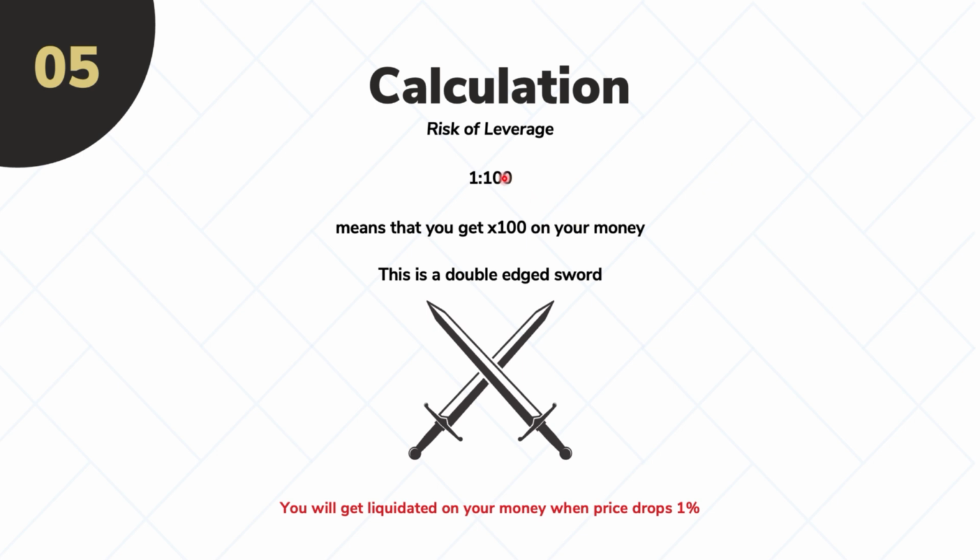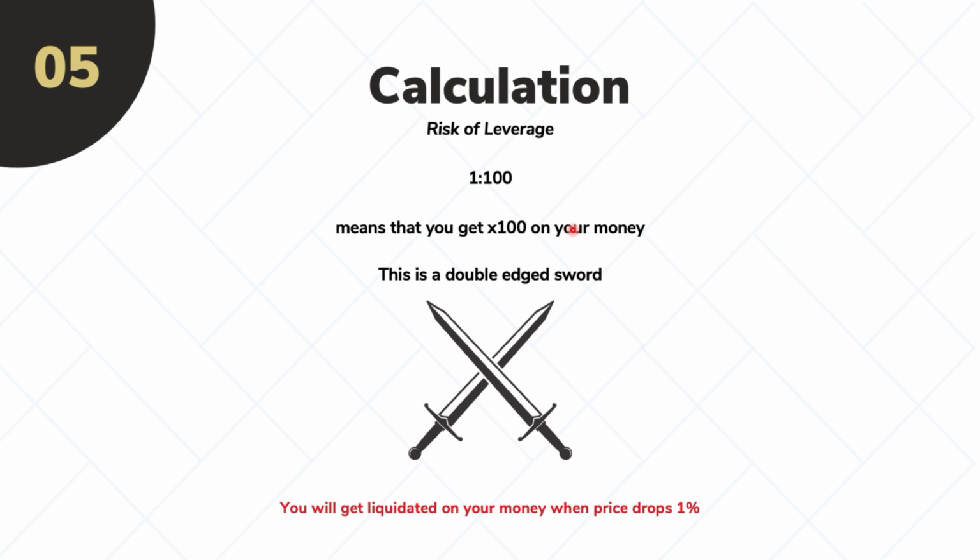A final note on calculation is the risk of leverage. So what we already discussed, when you have a 1 to 100 leverage, that means for your own $1, you get $100 to play with. The same is for when you have $1,000, you can have $100,000 to play with. Leverage is amazing. You can get so much more opportunity compared to when you only have your own money to play with. But this leverage is a double-edged sword.